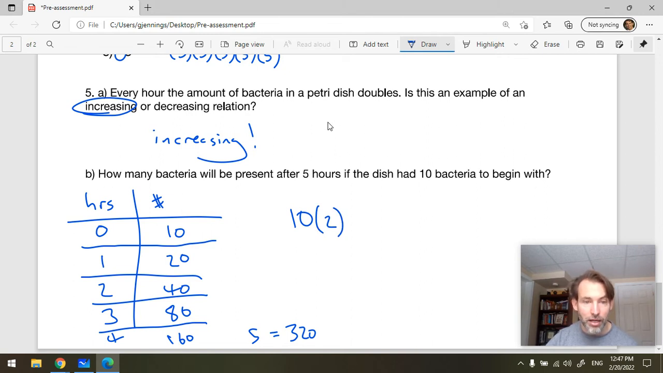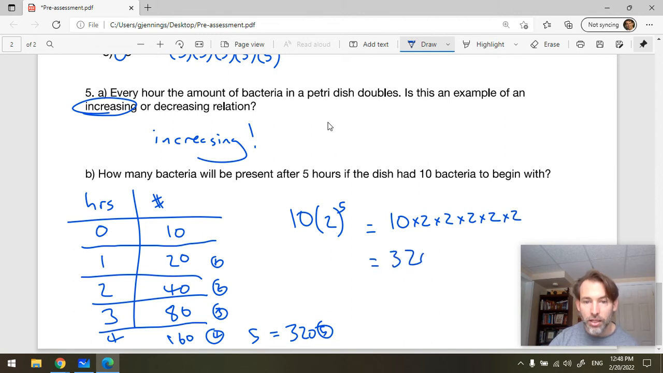Let's count them. How many times? Once, twice, 3 times, 4 times, 5 times I multiplied by 2. So let's raise that 2 to the power 5. This, if I expand it out, you'll recognize it. It's 10 times 2 times 2 times 2 times 2 times 2. And that's equal to 320. So that's how you do these.